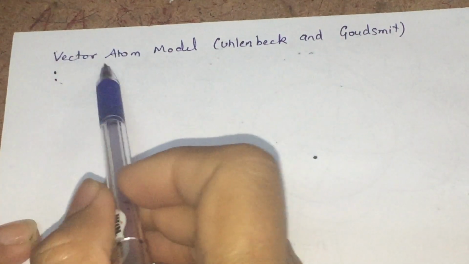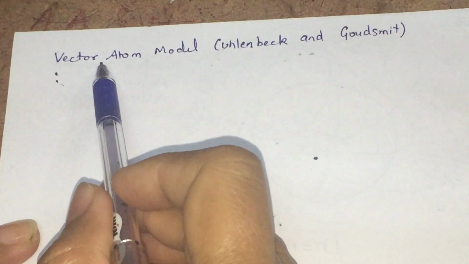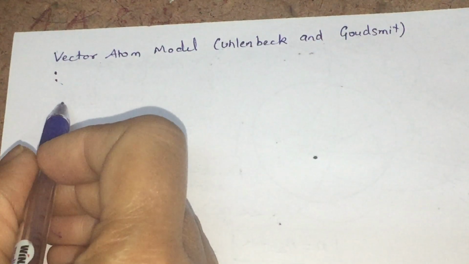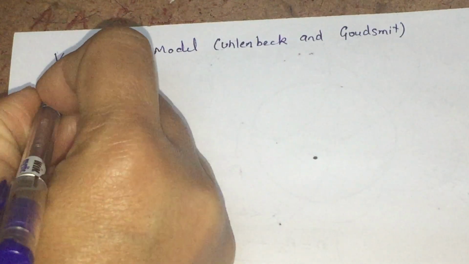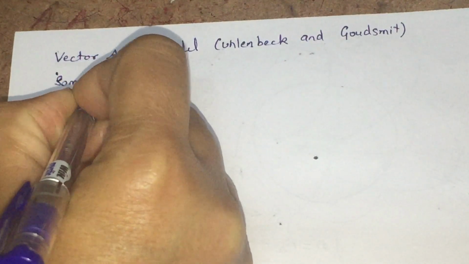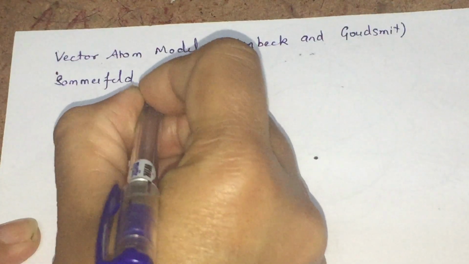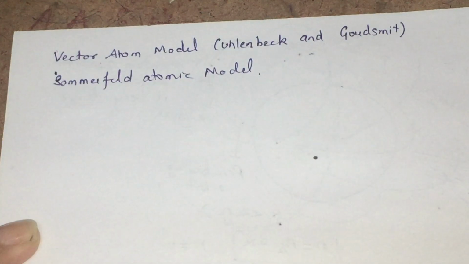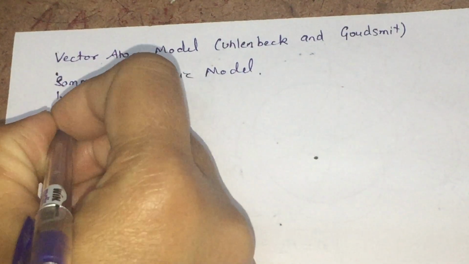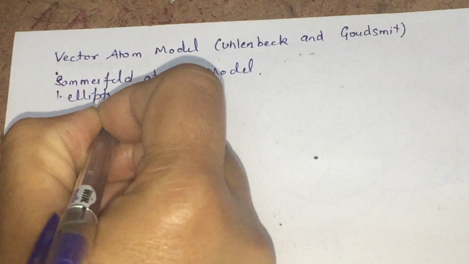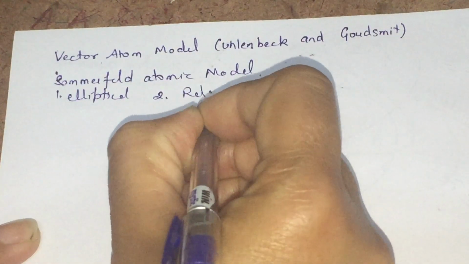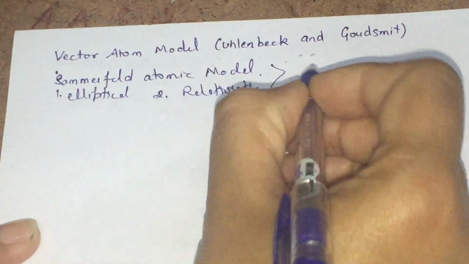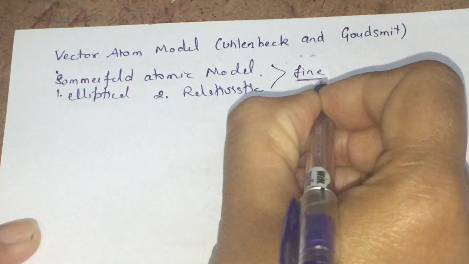Our today's lecture is about the vector atom model, which is given by Uhlenbeck and Goudsmit. In the last lecture, we discussed the Sommerfeld atomic model. According to the Sommerfeld atomic model, the electron is moving in an elliptical path and the motion of the electron is relativistic, and this model mostly explains the fine spectra.